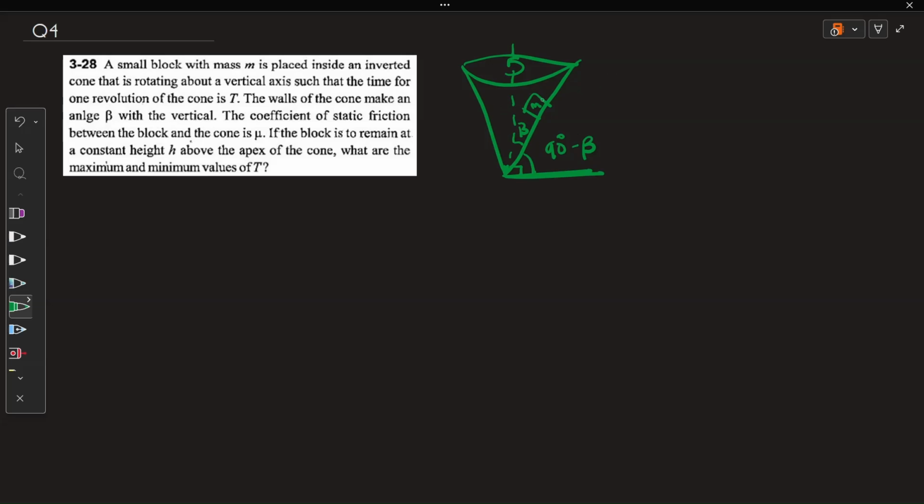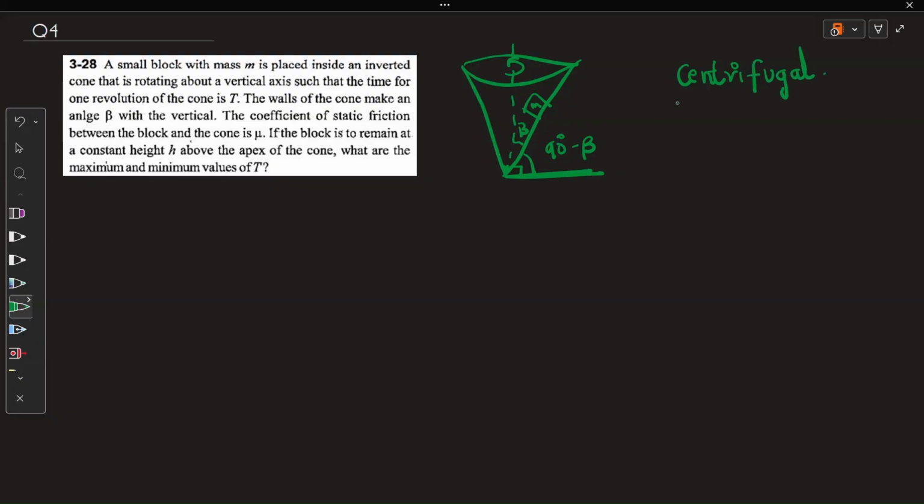Now this block M is at rest relative to this. So why not fix our frame of reference with this one? But we are fixing our frame with a non-inertial rotating frame, so we have to apply some fictitious forces. Here we would apply centrifugal force.